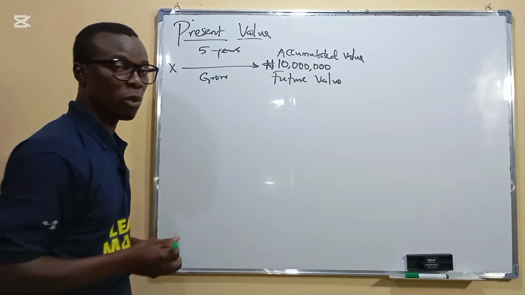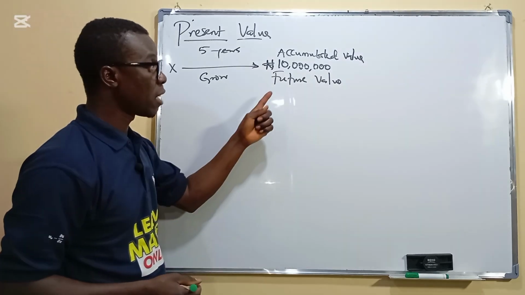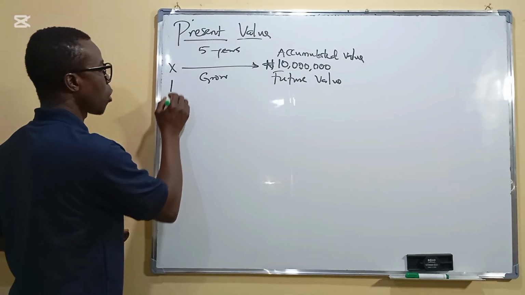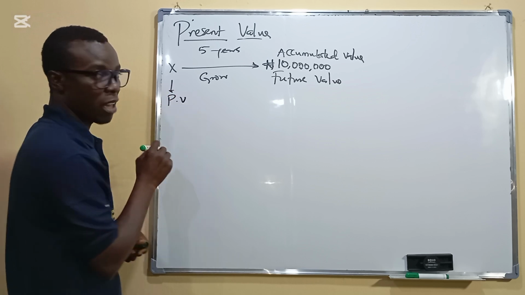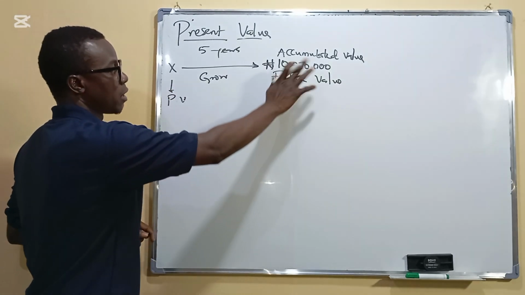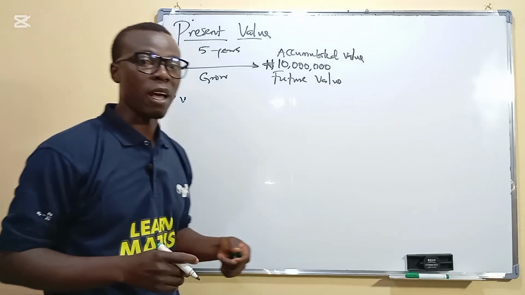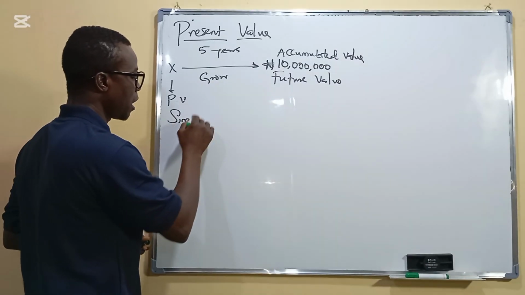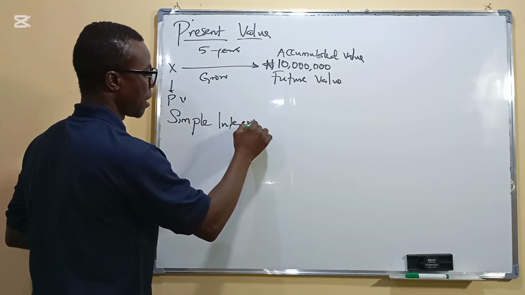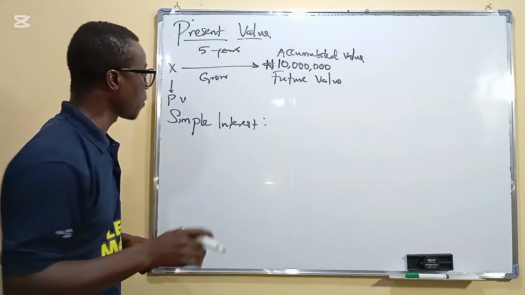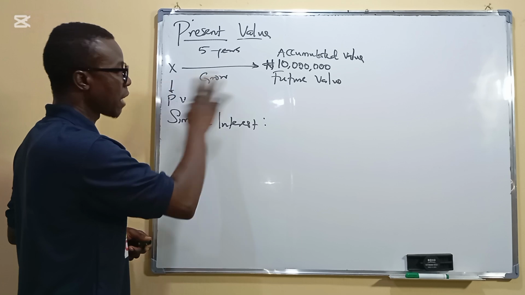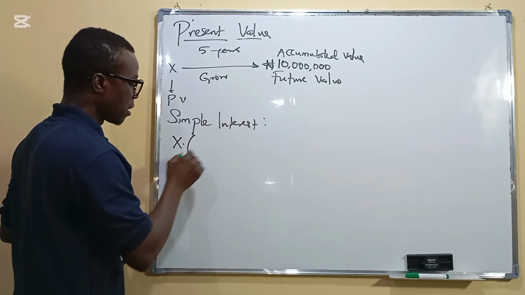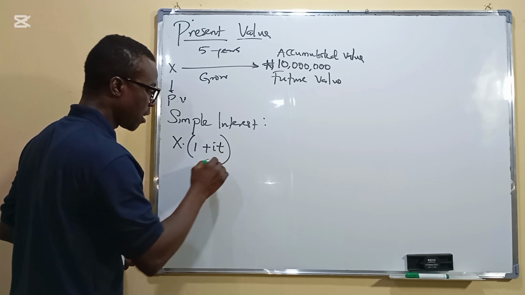So this is the goal. My goal is to be able to accumulate 10 million naira. So how much will I need to be able to achieve that? This is called the present value that will grow to give me this particular amount. Now, in the case of the simple interest sense, the present value is this amount times 1 plus IT.